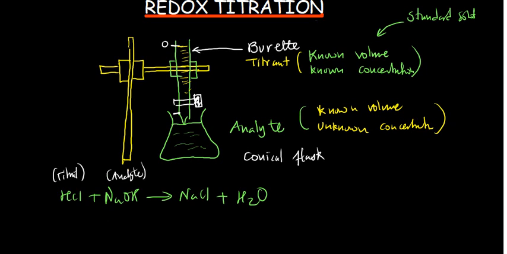So what is going to be happening is this, as you are adding the titrant to the analyte. Before you even start adding, you are going to add an indicator. You just add maybe 2 drops or 3 drops of indicator. You don't add a lot. When you start adding the titrant to the analyte, the reaction will start happening. You start forming sodium chloride and water.